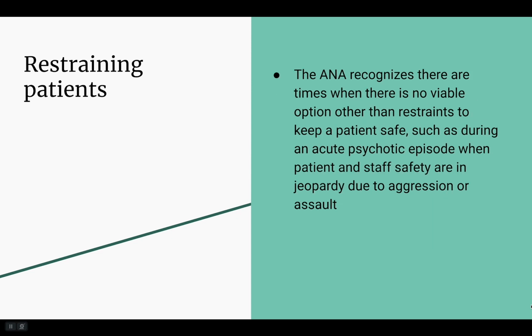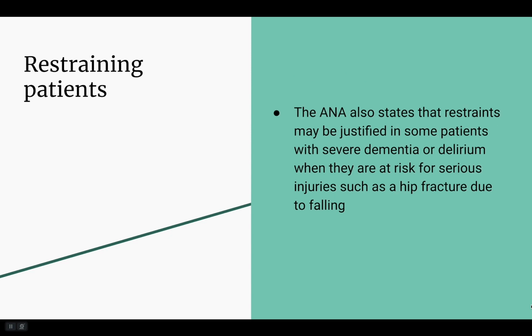However, the ANA also recognizes there are times when there is no viable option other than restraints to keep a patient safe, such as during an acute psychotic episode when patient and staff safety are in jeopardy due to aggression or assault. The ANA also states that restraints may be justified in some patients with severe dementia or delirium when they are at risk for serious injuries, such as a hip fracture due to falling.